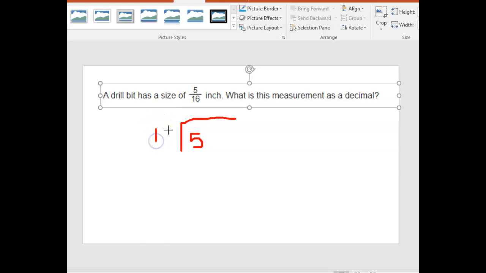So 16 is outside the house. Now, 5 divided by 16, right? 5 can't be divided by 16, so we're going to add a decimal point and add a 0. In our minds, we're going to think 50, okay? So how many times can 16 go into 50?